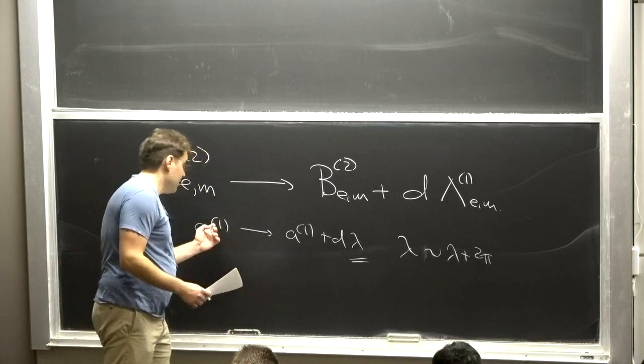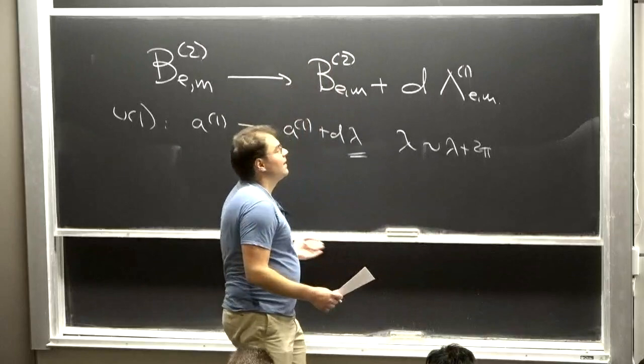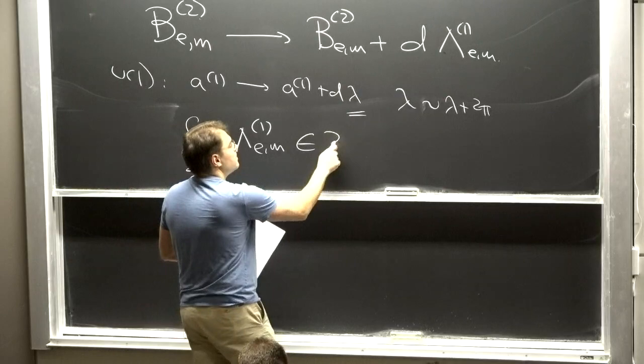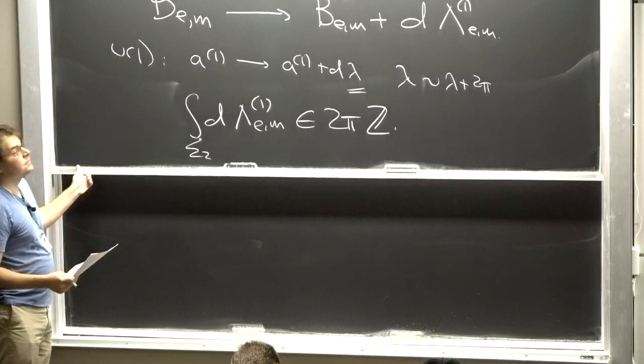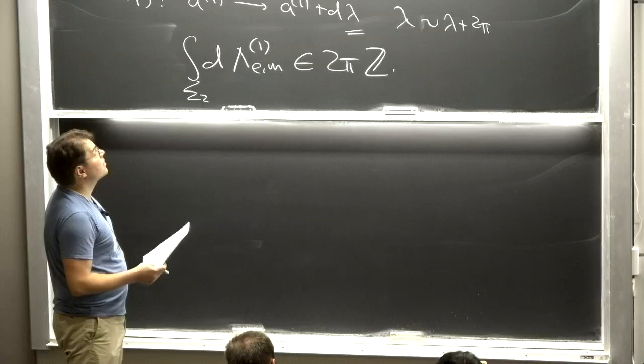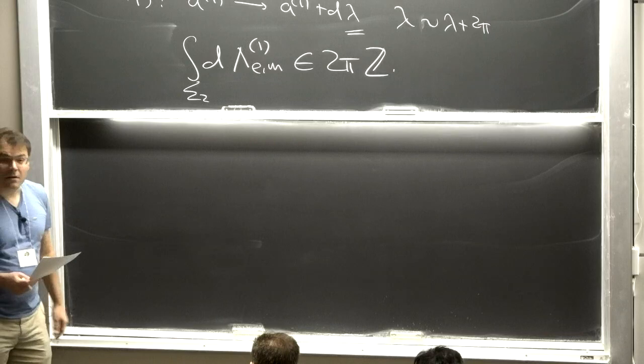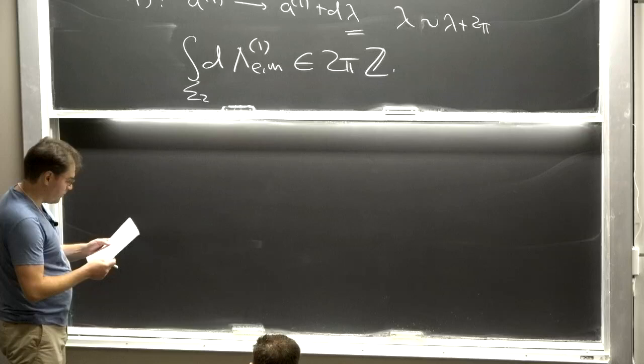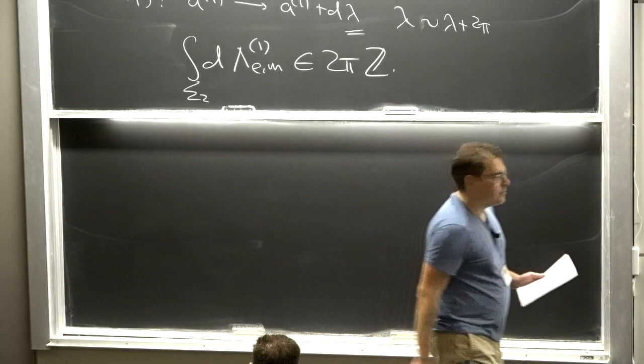So in other words, the fluxes of d lambda electric and d lambda magnetic over any two-cycle are themselves in 2 pi Z. So here I'm just describing the standard presentation of B fields, gauge fields. You might be very familiar with them from string theory or from supergravity, where they are dynamical. And here they are background fields, but they obey the same kinds of rules. We just don't path integrate over them. At least not yet. We'll path integrate over them soon.